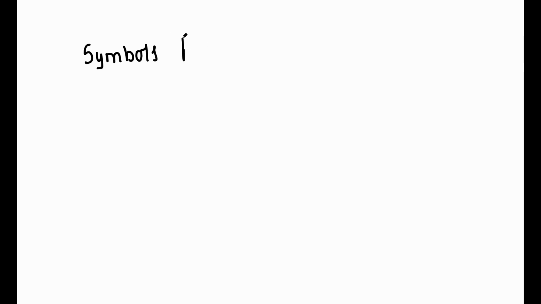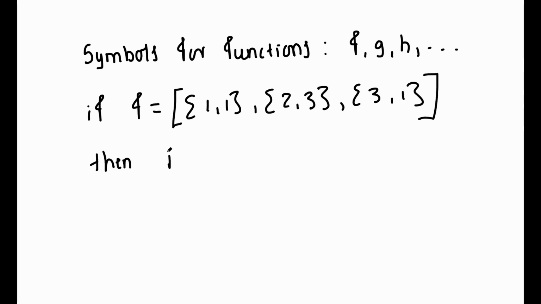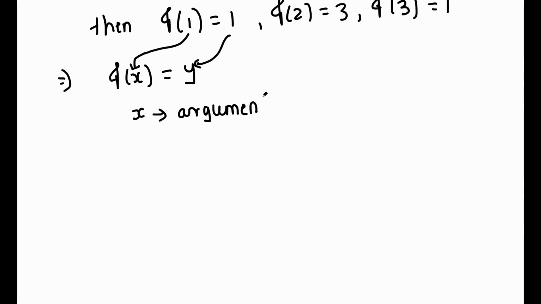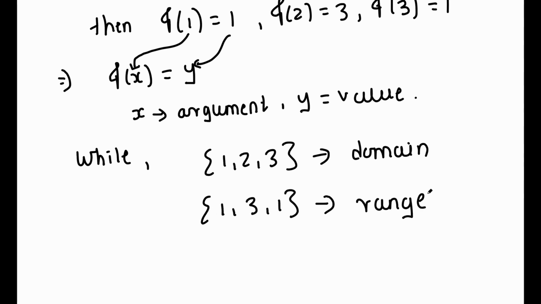Generally, functions are named as f, g or h. If we call the above function f, it is described as f of 1 equals 1, f of 2 equals 3 and f of 3 equals 1. The first members of pairs are called arguments, while the second members are called values. Also, the whole set of first members is called the domain of the function, and the whole set of second members is called the range of the function.